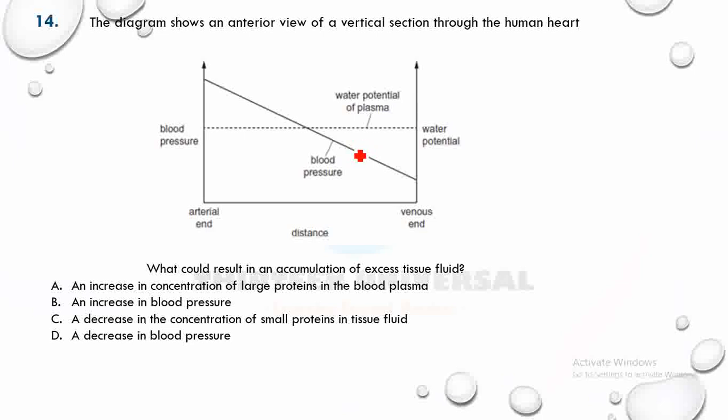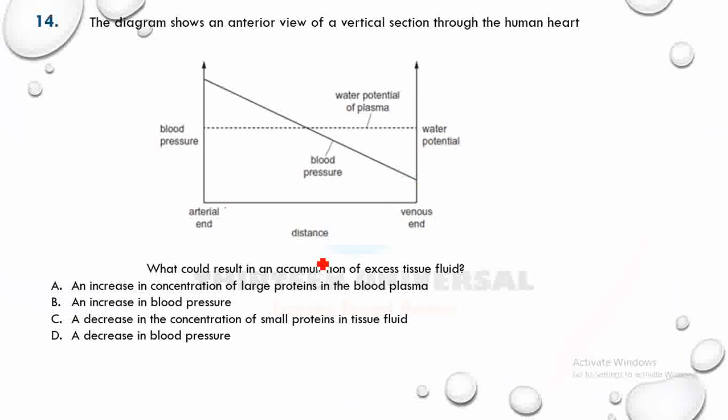It's called the capillary net, or bed. This is the arterial end, this is the venous end. There's a distance, and the blood water potential is maintained. You can see that blood pressure is decreasing as it moves from the artery into the arterial end of the capillary, and then moves into the capillary and then the vein. So you have the lowest blood pressure in the vein.